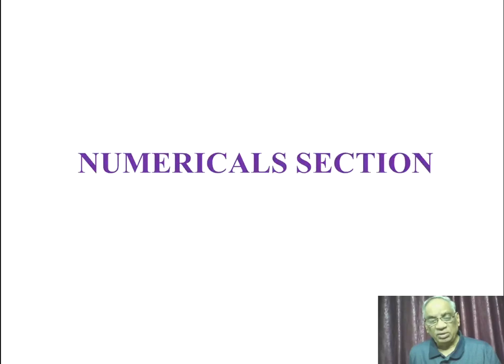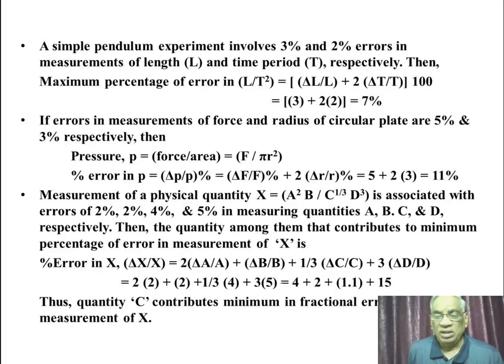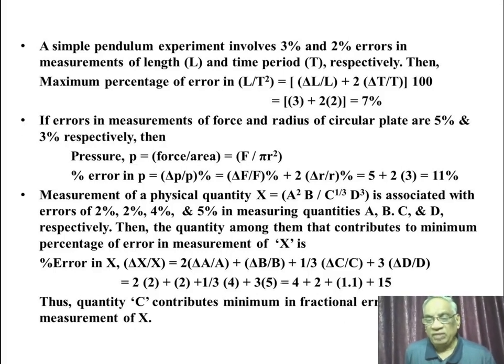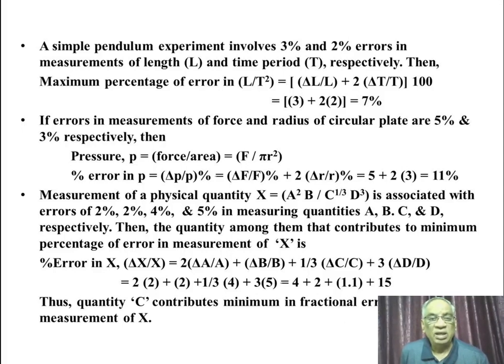Now we'll see a few numericals to have a better understanding. Take a simple pendulum experiment, which involves measuring the time periods for different lengths of the pendulum. So if L and T are measured with errors, in this example 3% and 2% are the errors in the measurement of length and time period, then you can find out the maximum percentage error in L by T square. Here a T square term is there and L by T is a division also. So we have to get the fractional errors, that is the maximum fractional error we will get as a percentage.